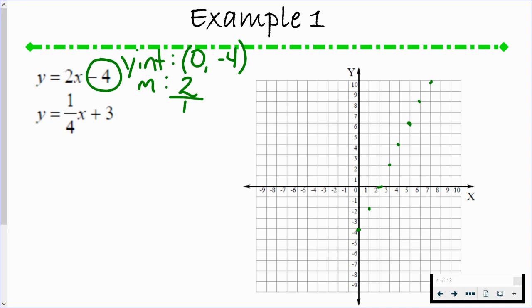Now, I always personally like to reverse, and fill out the other side of the graph too. So if I reverse, I was always going up 2, right 1. Now I'm going to do down 2, left 1, down 2, left 1. Down 2, left 1. All I did is I just wanted to fill out the entire graph.